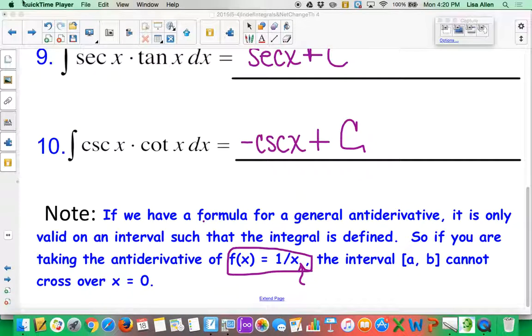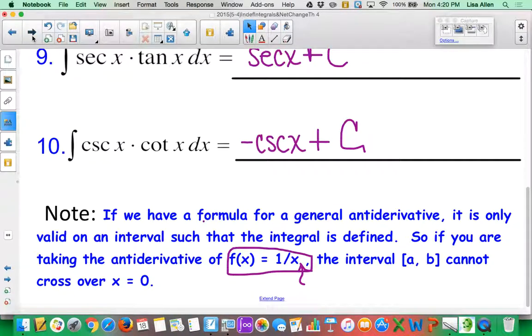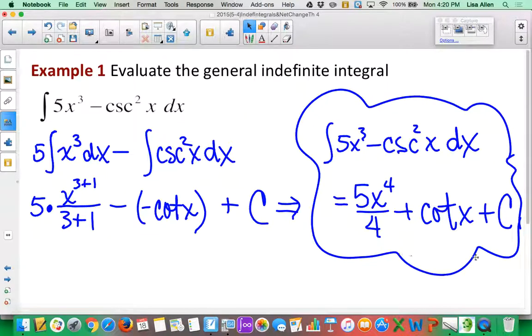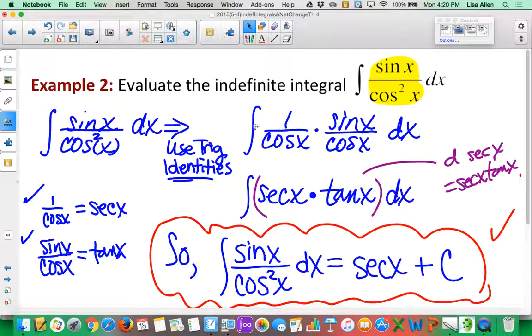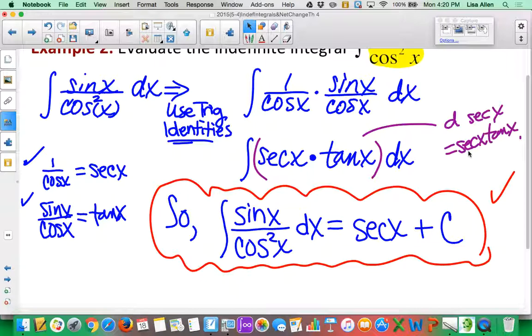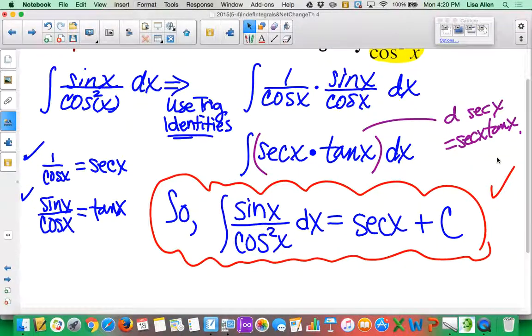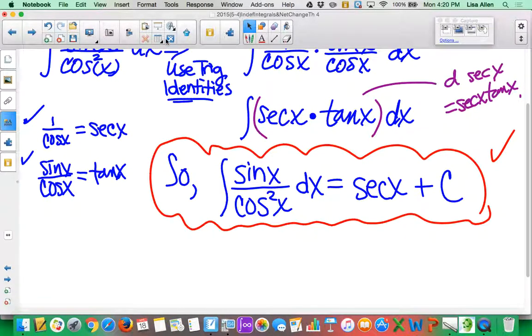So we went over some of these, talked a little bit about general antiderivative forms, and then we worked example 1, found our answer with the general antiderivative, and then evaluated the indefinite integral. When we saw sine over cosine squared, we used trig identities to see that it was really just secant x tan x, which has a known antiderivative of secant x plus c. A known derivative of secant is secant tan, so that'll be the hint for you to look for when you're dealing with trig functions at this stage.